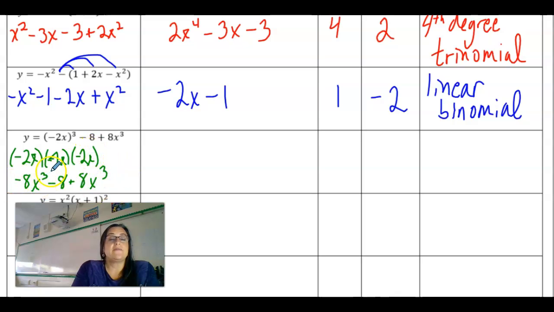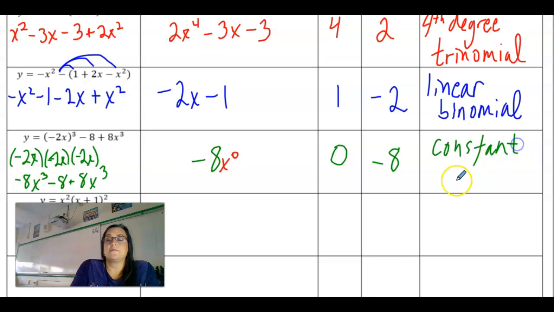Okay, that negative 8x cubed in the front here plus 8x cubed in the back, those cancel and leave us with just the constant of negative 8. Okay, a constant is a degree 0. Right, because recall that that's the same as negative 8x to the 0 power, right? Because anything to the 0 power is 1. So degree 0 polynomial, and the leading coefficient is negative 8, and that is a constant monomial.